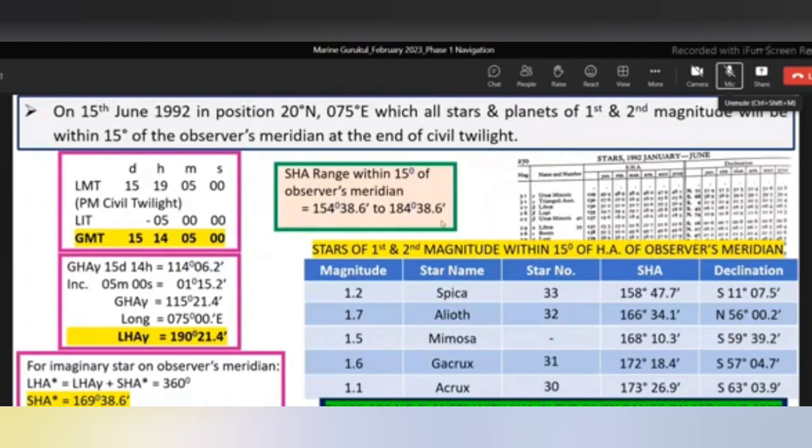No, sir, it's coming 153 something. So it's hardly 1 degree difference. But it will be visible, right? Yeah, it will be visible, but it will not be within 15 degrees of the observer meridian. Okay, correct. It may be visible, but it is not falling in our criteria, so that's why we did not write it in our answer.